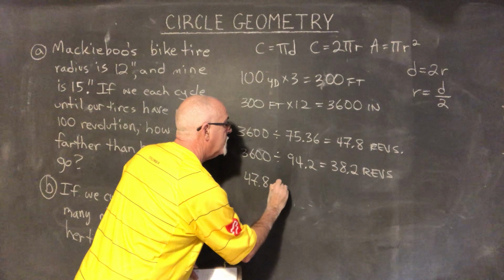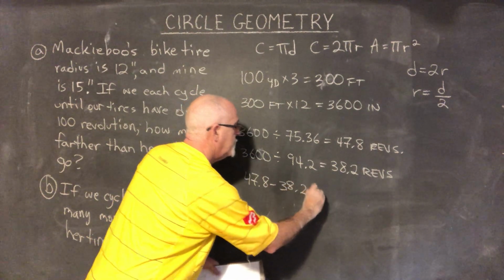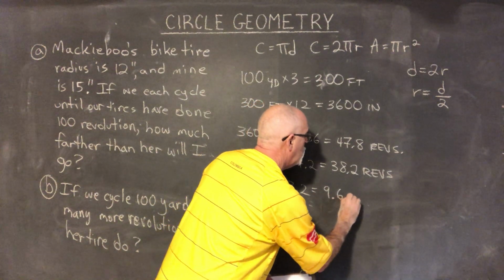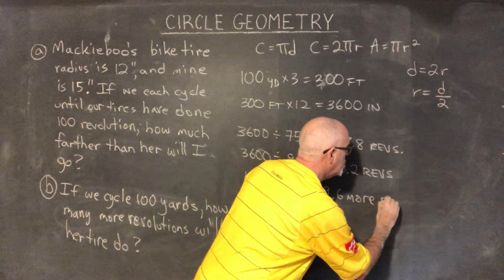47.8 minus 38.2 equals a difference of 9.6 revolutions. 9.6 more revolutions.